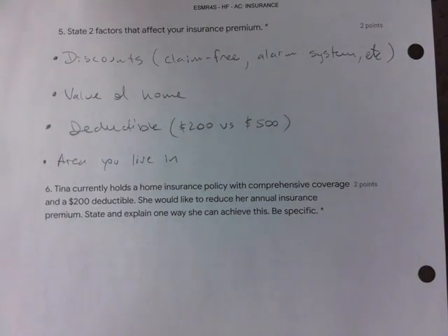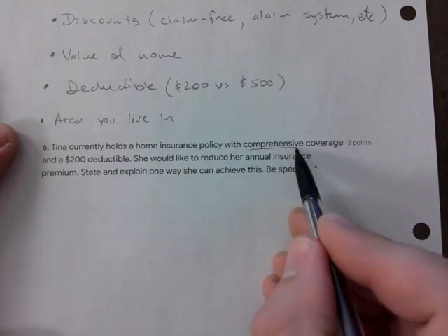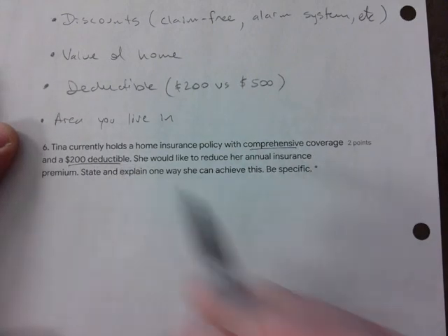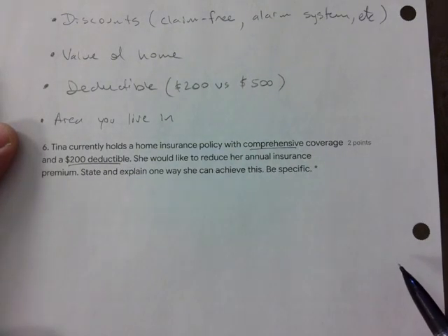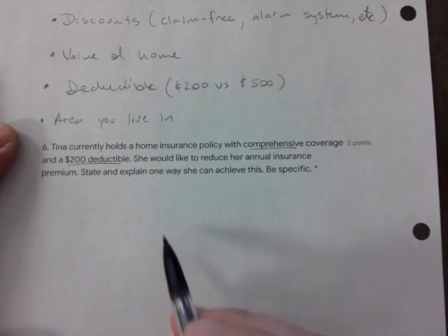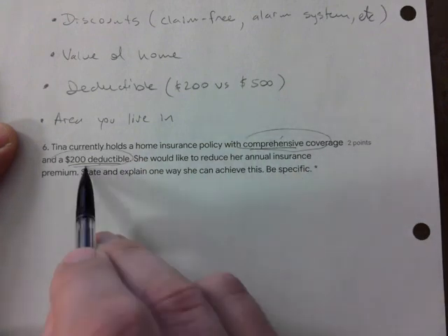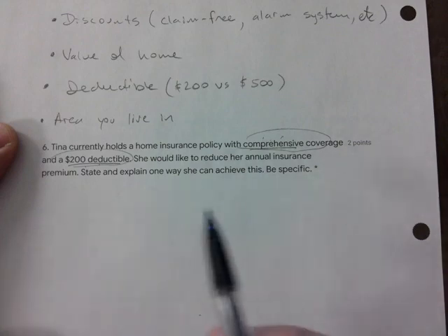Okay, next, Tina currently holds a home insurance policy with comprehensive coverage with a $200 deductible. She would like to reduce her annual insurance premium. State and explain one way she can achieve this. And I gave you some hints here. There's actually 2 ways you can do that right off the bat, right?